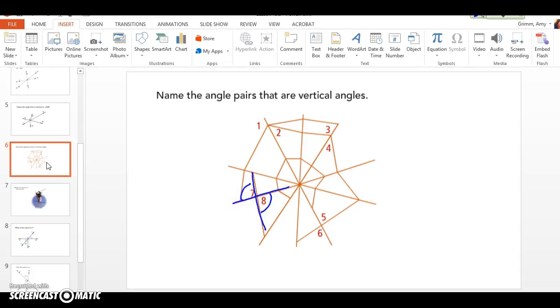So 5 and 6. So you have two intersecting lines. This line and this line would form two intersecting lines. 5 would be vertical with 6. Okay? What's another one? Luke.